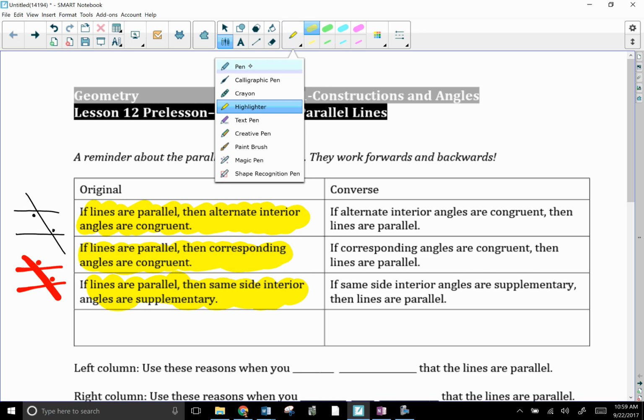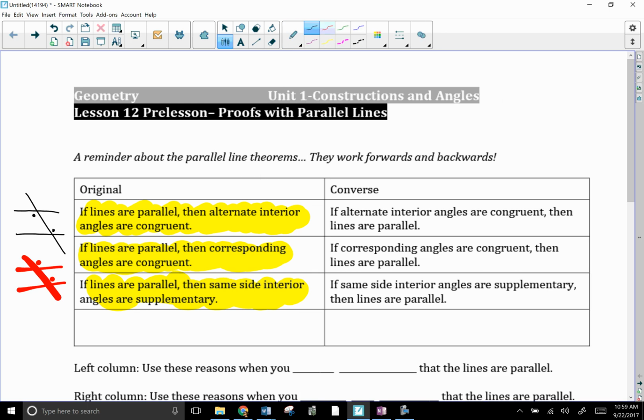What are same side interiors? They're exactly what they sound like. If I have a pair of parallel lines, same side interiors are on the same side of the transversal and squished between the parallel lines. So if I knew that these lines were parallel, all those angles would be congruent or supplementary. Okay, that's if we know the lines are parallel.